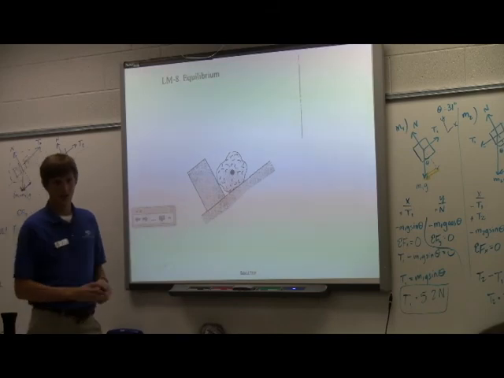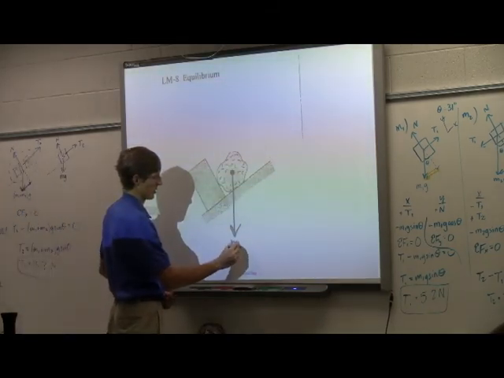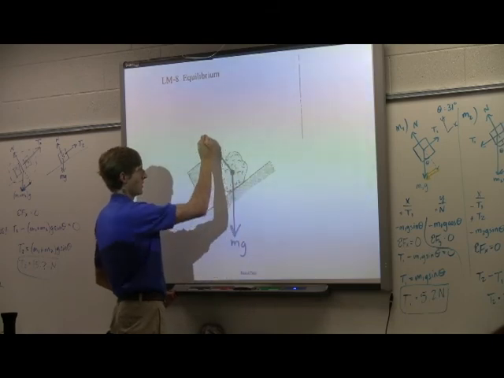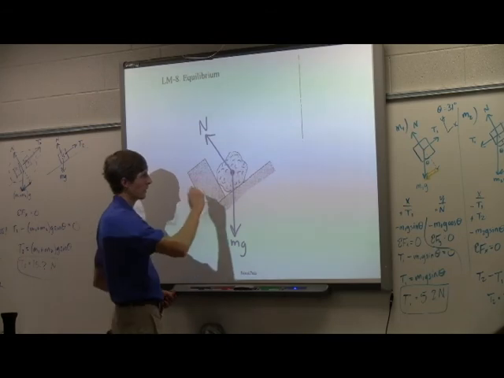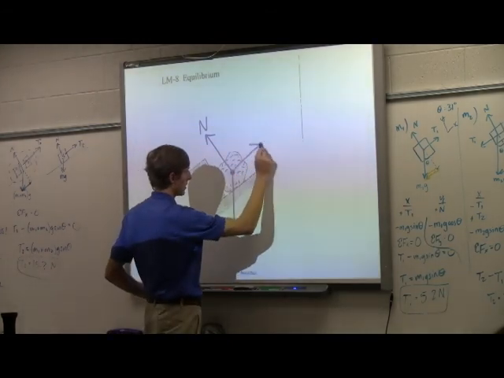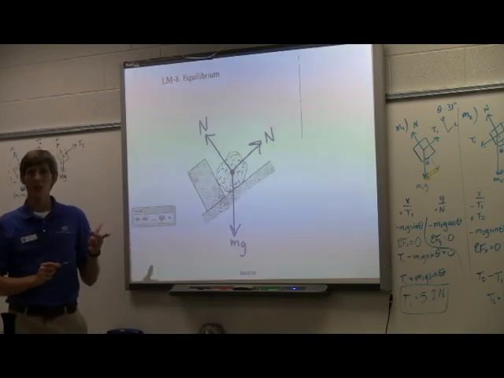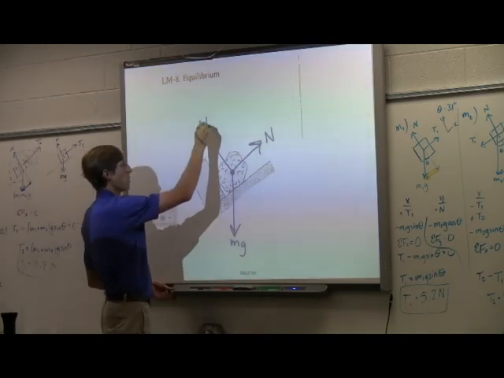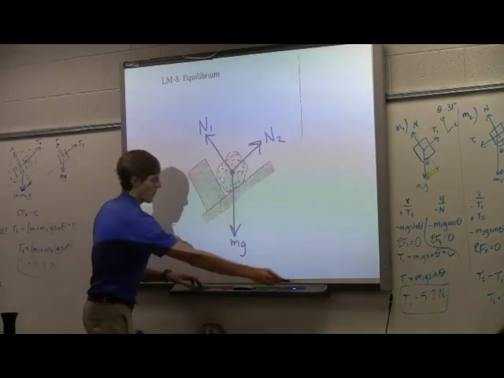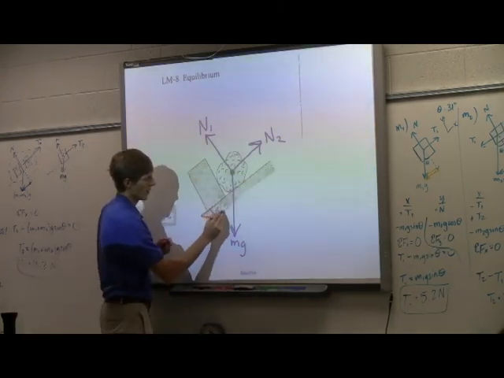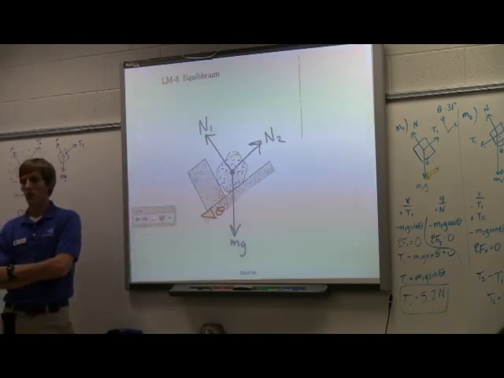There's mg coming down on the rock. Normal force pointing up from the floor. And there is another force, normal force coming from the other block going out. Right, they're both normal forces. Are they the same value, do you think? No, let's call them N1 and N2 so we know they're not the same. Now, at a specific theta, they will be the same. At what theta will they be? 45 degrees. 45 degrees, they'll be equal, right?